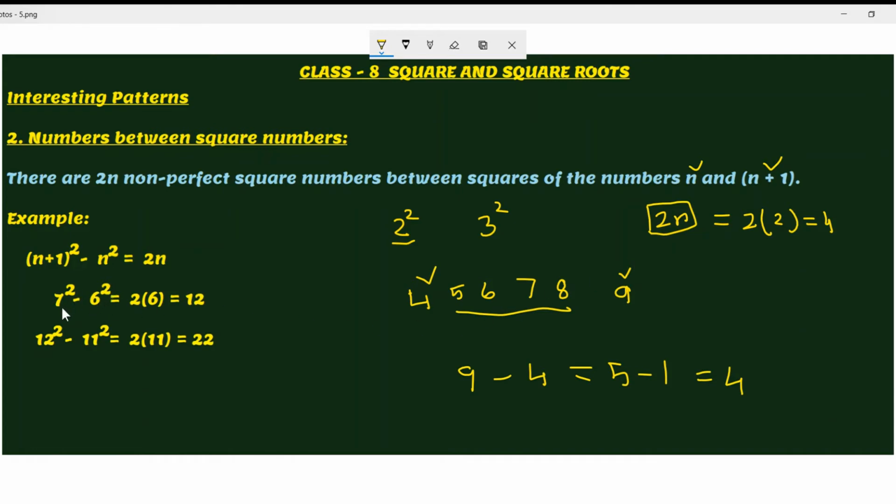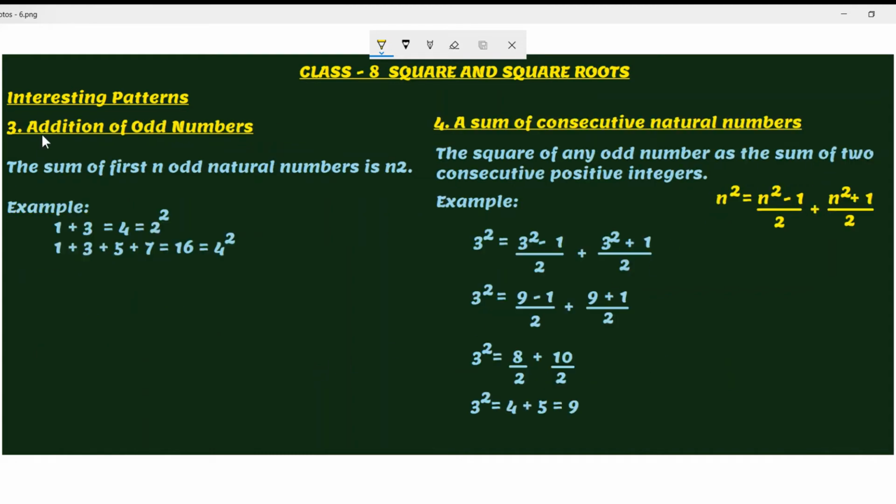Here I have written 7 square minus 6 square. That means we are going to find the numbers between 6 square and 7 square. So our n is 6. 2 into 6 is equal to 12. There are 12 numbers. If you want to find the numbers between 11 square and 12 square, our n is 11. So 2 into 11 is equal to 22. There are 22 numbers in between 11 square and 12 square. So n is the smallest number, and this is n plus 1. Let's move on to the next pattern.